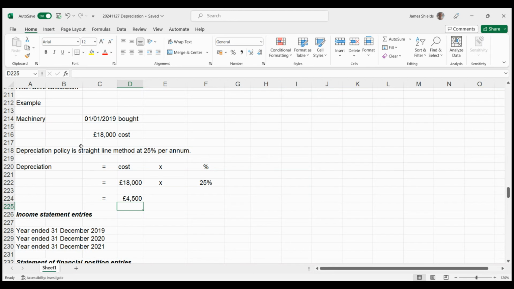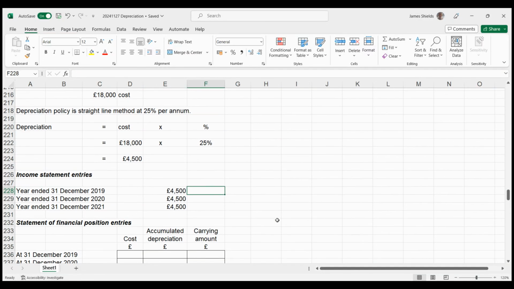So again, it's the straight line method, so the depreciation charge will be the same each year. So the year ended 31st December 2019 would be £4,500. It will also be £4,500 for the year ended 31st December 2020. And again, for the year ended 31st December 2021 it will be £4,500 again. So it's a straight line method, so it'll be the same each year. Let's take the financial position entries now.